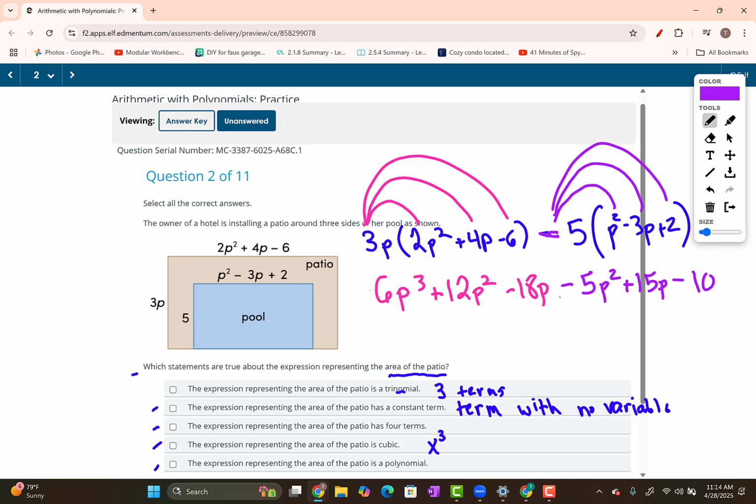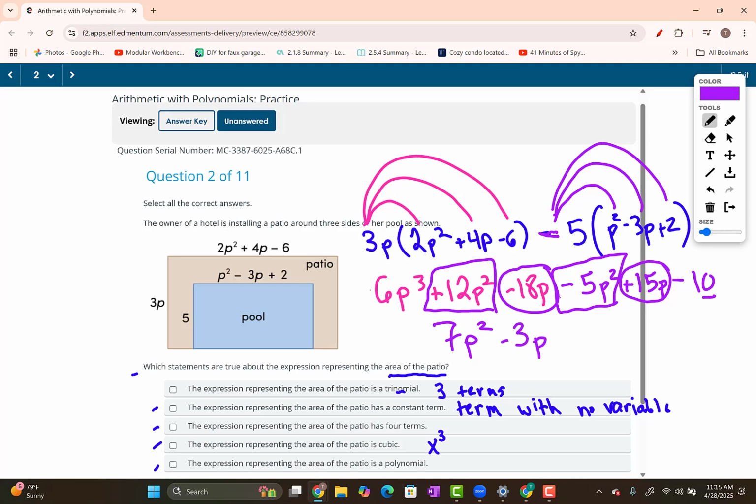Now we're going to combine our like terms. The only like terms I see in this problem are 12p squared and negative 5p squared. Those will combine and give me 7p squared. And then I also see negative 18p and positive 15p. Negative 18 plus 15 is negative 3p. Let's bring down the minus 10. Lead off with the 6p to the third. So this is our answer.